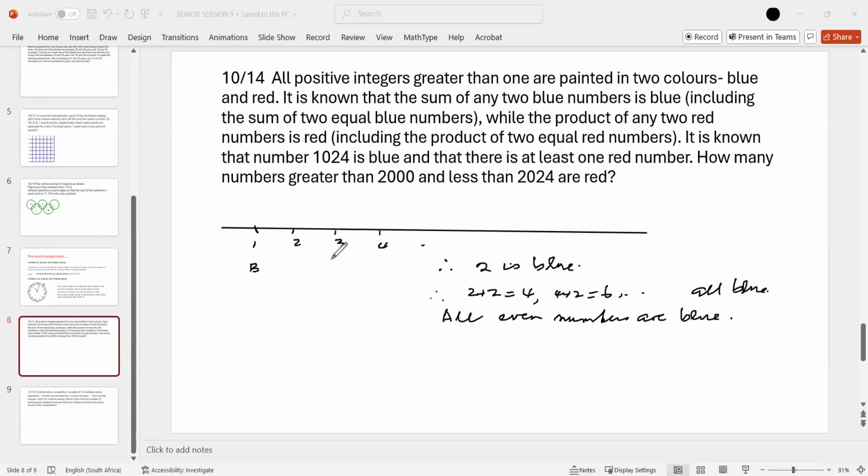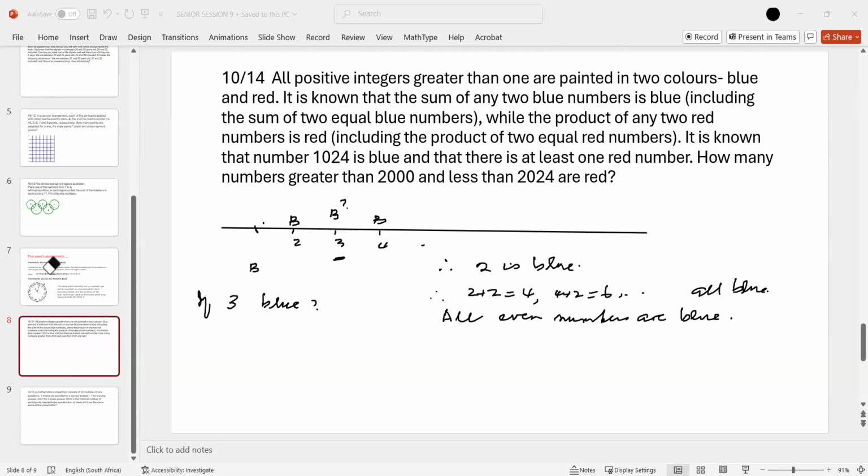Now, let's look at 3. Is 3 blue? We've got 2 is blue, 4 is blue. Now the question is, is 3 blue? It's greater than 1, eh? So this is not counted. I was just worried about that for the moment. So we're not counting this. It's only from 2 onwards.